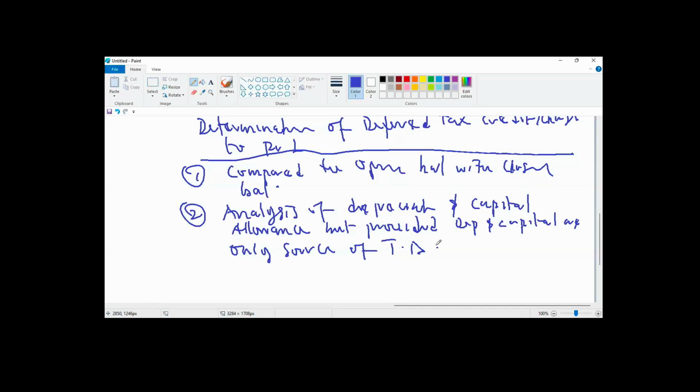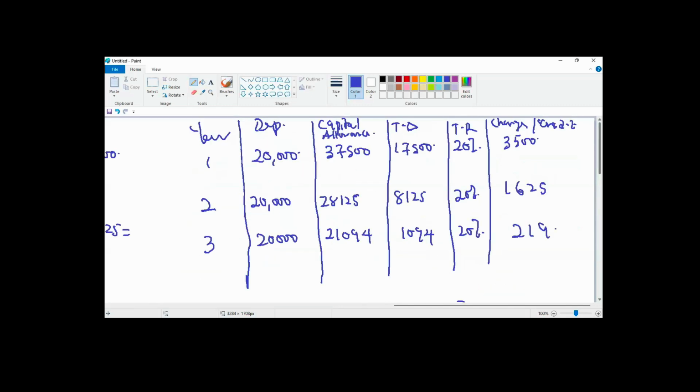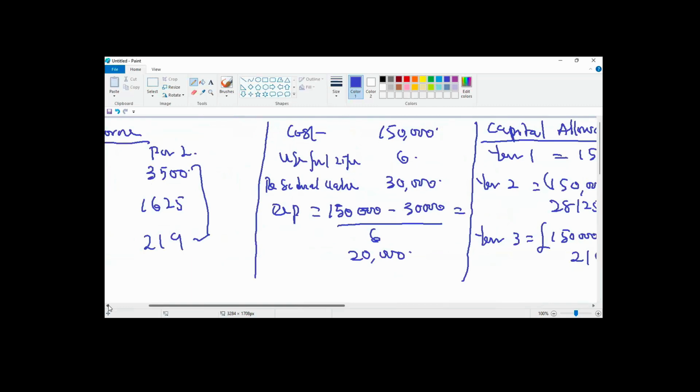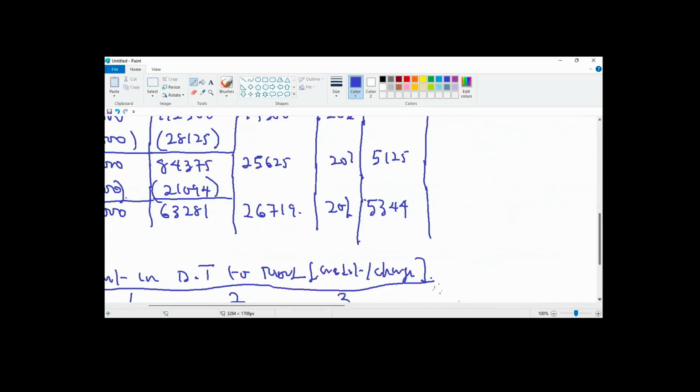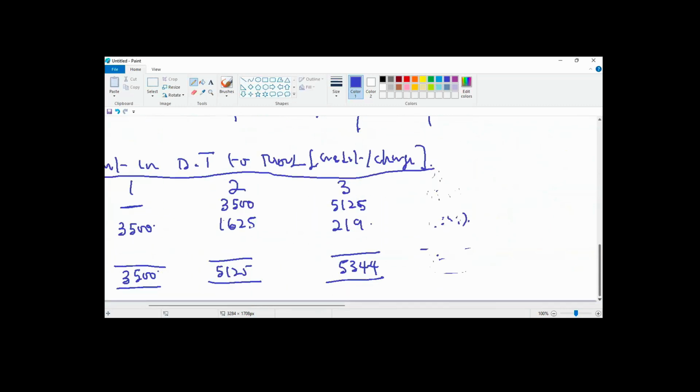Okay, I understand what you are saying. Can I get my depreciation and capital allowance from the question? Yes, I can approach it this way: get my depreciation and capital allowance, and I will still get my answer. Secondly, I can use deferred tax liability and assets to get the answer. I will still get it.